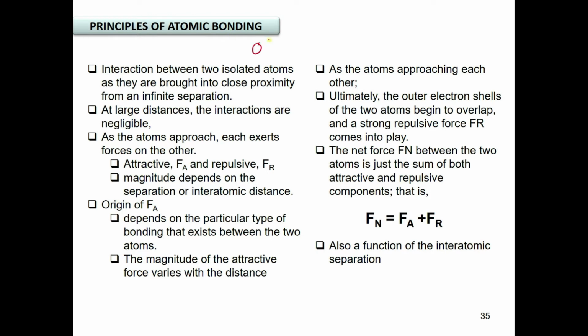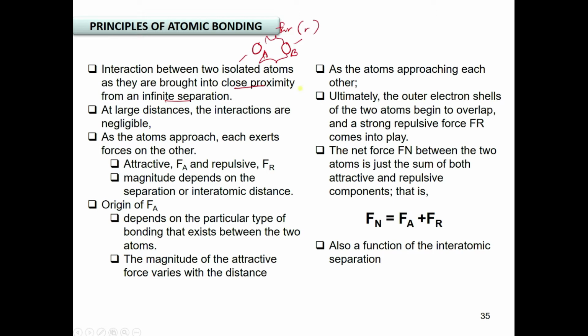So you have atom A and you have atom B. These atoms can be the same or different atoms. At the beginning, the atoms are far from each other, so they are at infinite separation. However, in order to form a material out of them, these two atoms should be brought into close proximity.